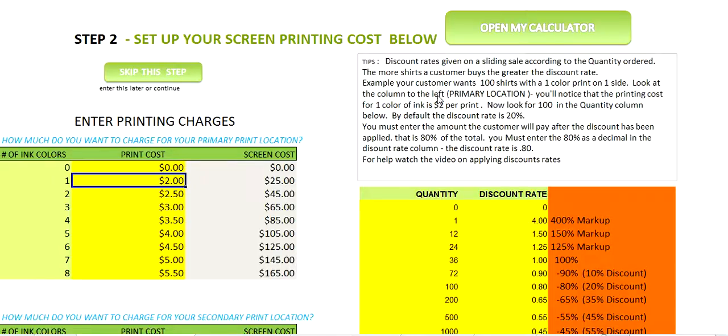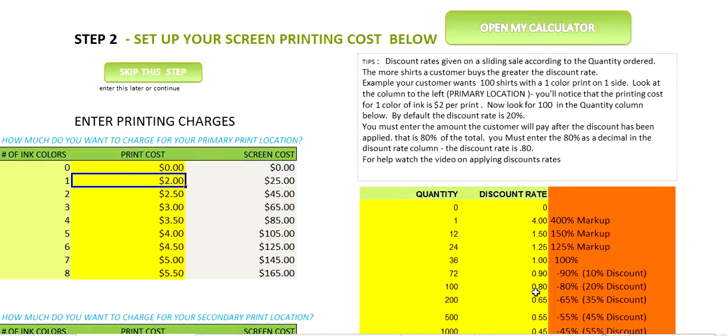Let's use an example. You have a customer that wants to buy 100 shirts with a one color print job on only one side. So in this example, we're going to look to our left in our primary location. We're going to use the figures that are already set in the calculator. So we've got $2 a print. And that customer wants to buy 100 shirts. Now look over into the quantity column and find 100 shirts. At 100 shirts, your discount rate would be 80%.